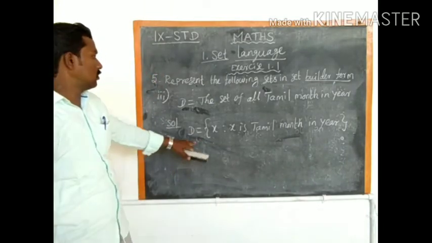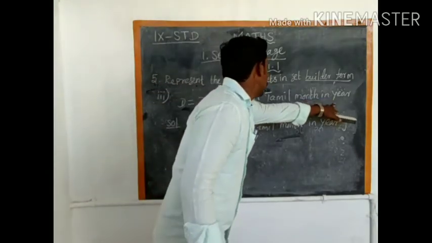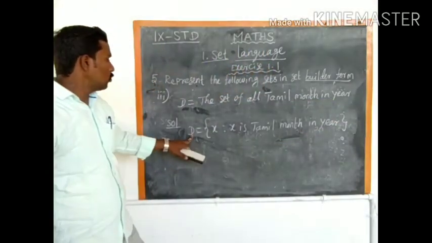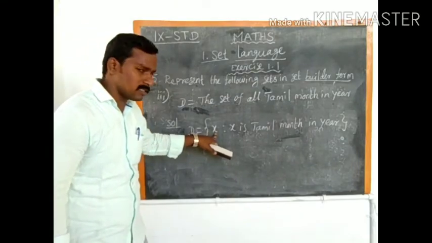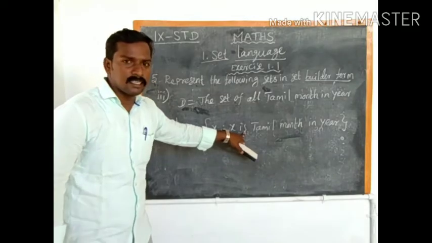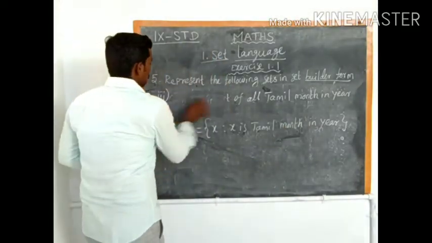Okay, that's all the answer. The set of all Tamil months in a year, under the rule, is converted into this: D is equal to the set of all x such that x is a Tamil month in a year. Okay, that's all. Next, the fourth question.